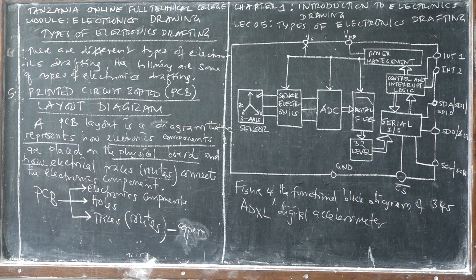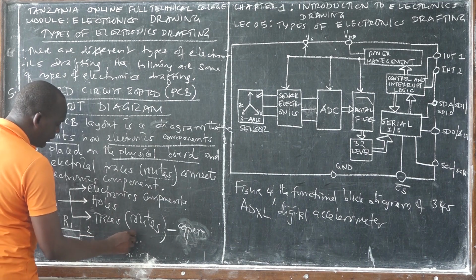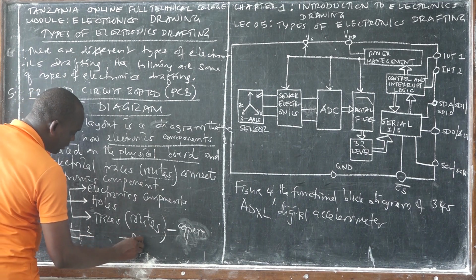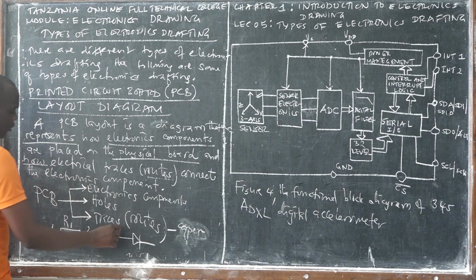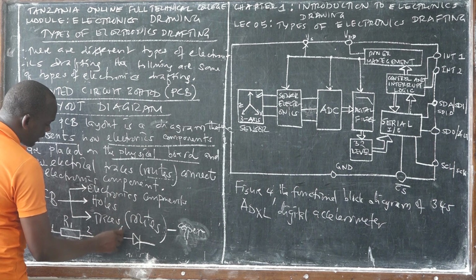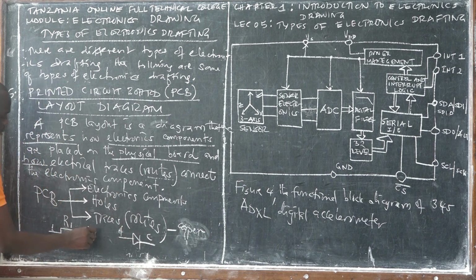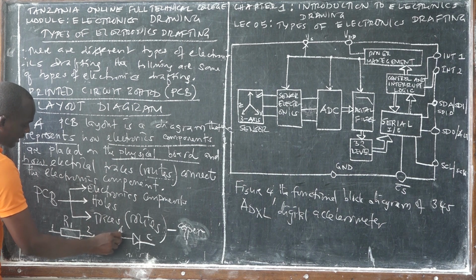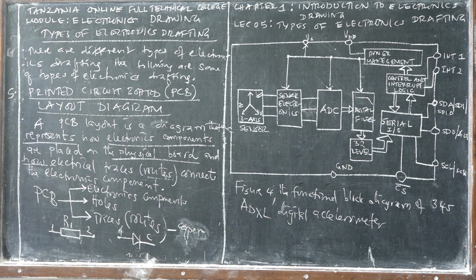Replace what? Physical wires. For instance, say this is resistor 1. This is terminal 1, this is terminal 2. And also here you have a general purpose diode like this one. This is terminal 1 of this diode, terminal 2, or this is the anode, this is the cathode. Then you want to connect terminal 2 of resistor 1 and the anode of the diode.